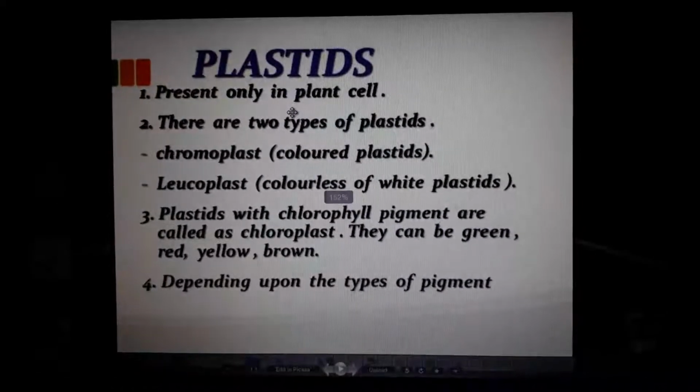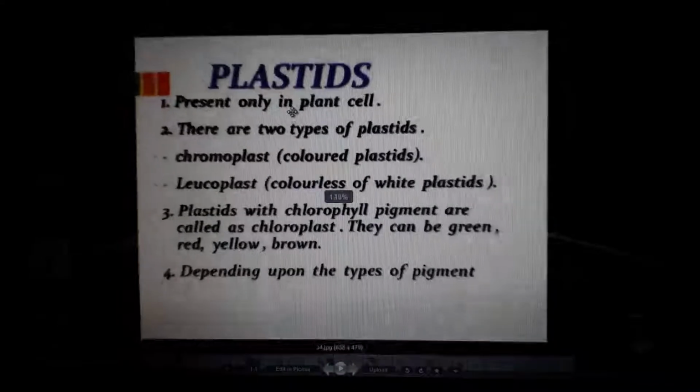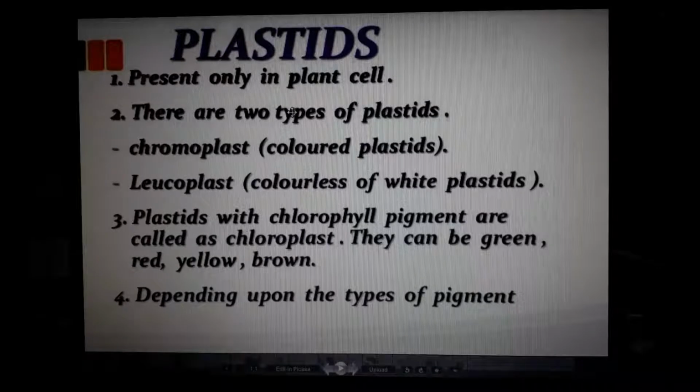So let's see what plastids are. Present only in plant cells. So plastids are a particular type of thing which is not in animal cells. They are of two types: colored plastids and colorless or white plastids, chromoplast and leucoplast. Plastids with chlorophyll pigment are called chloroplast. Okay, they can be green, red, yellow or brown depending upon the type of the pigment. So plastids are seen in plant cells, not in animal cells. Okay, mostly they are of two types: chromoplast and leucoplast, colored plastids and colorless plastids.